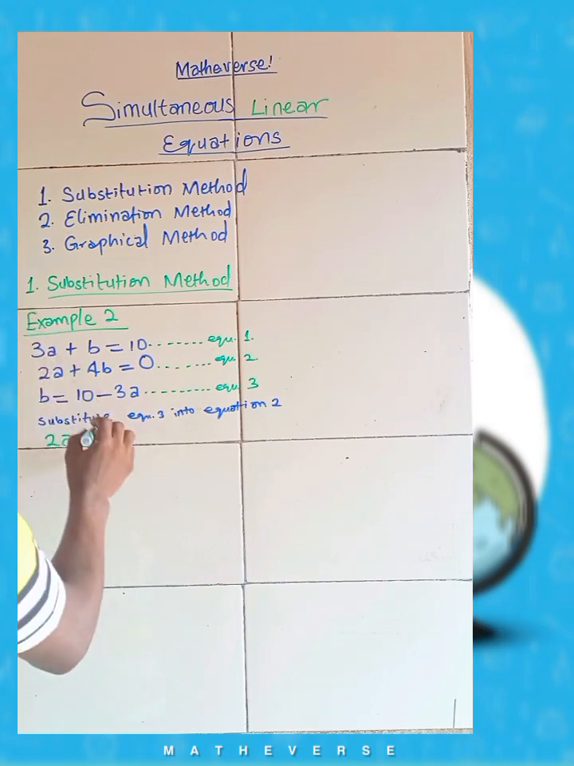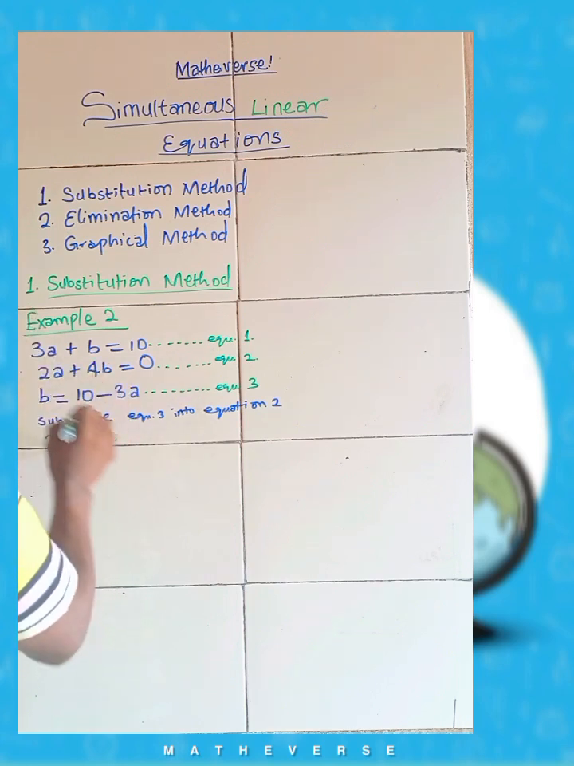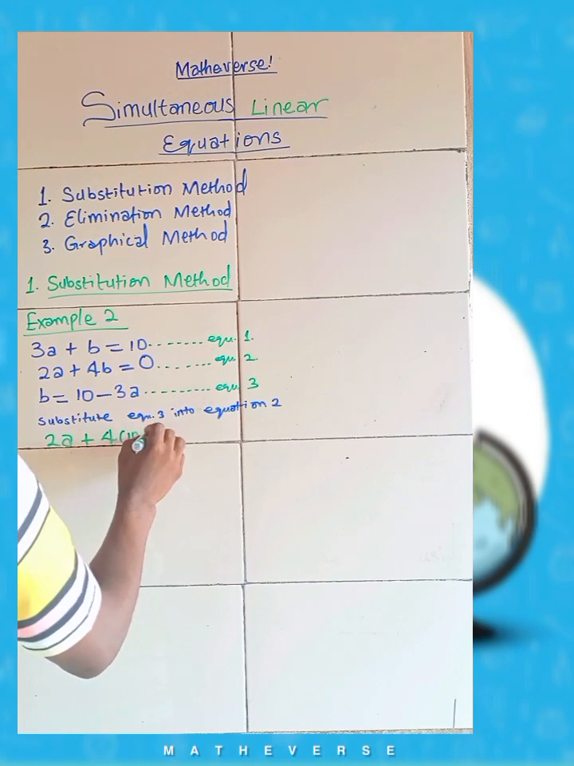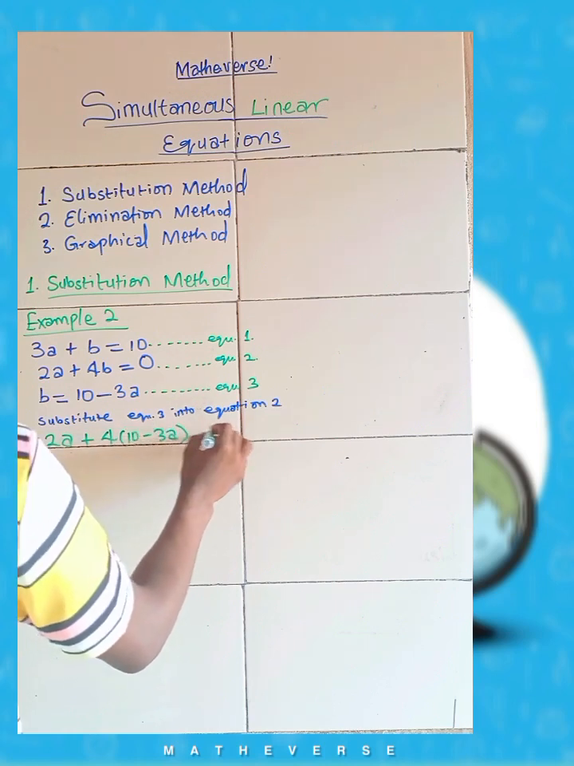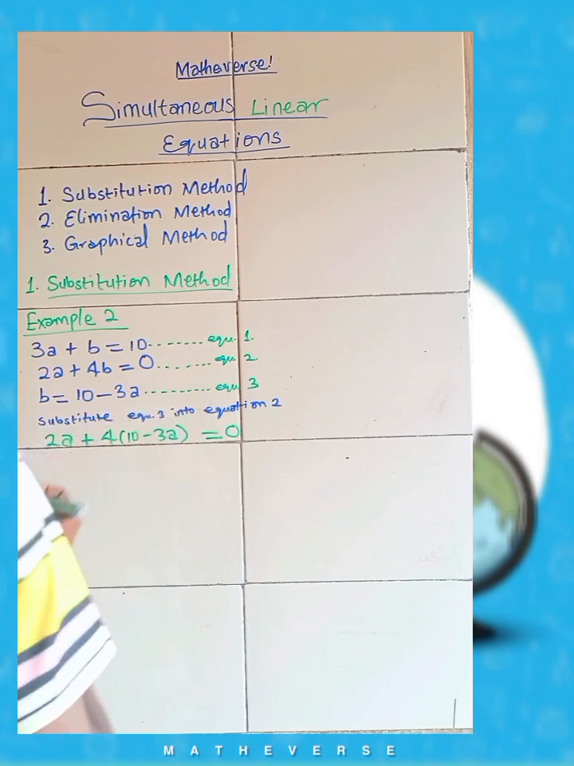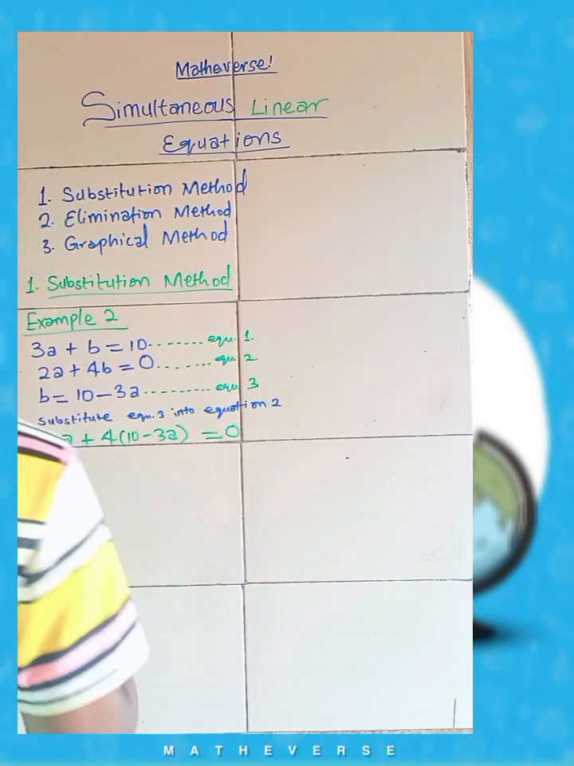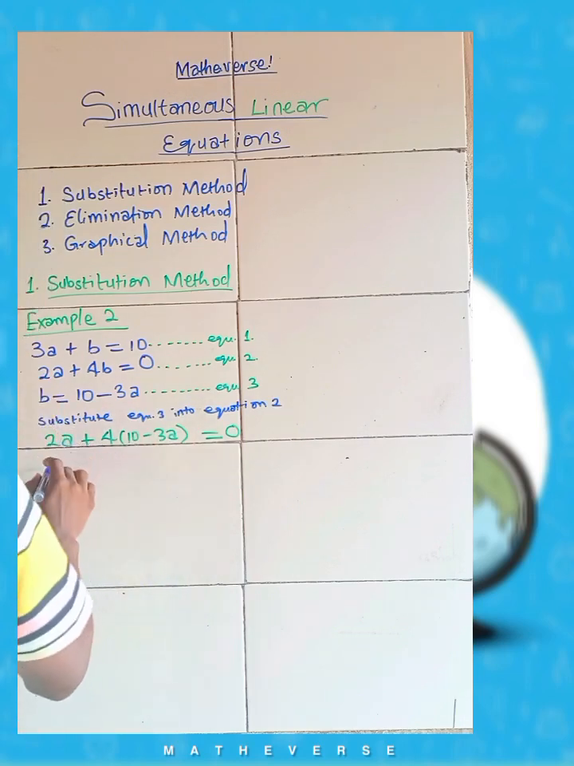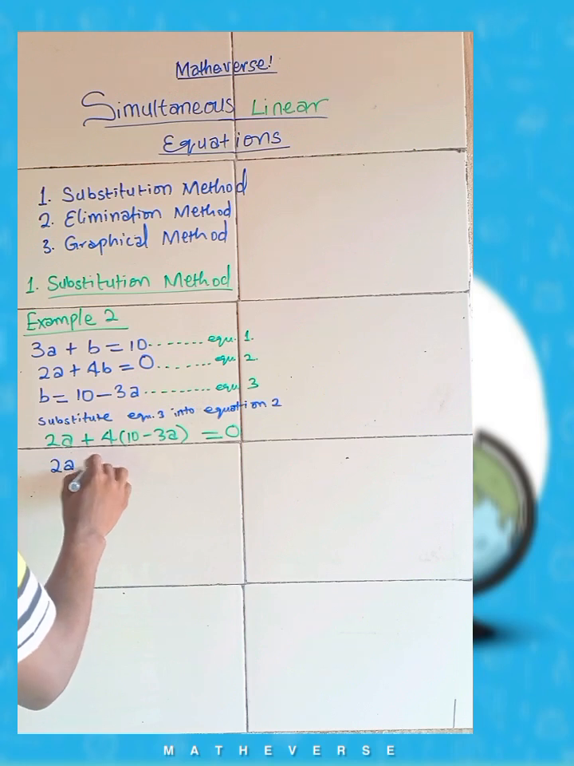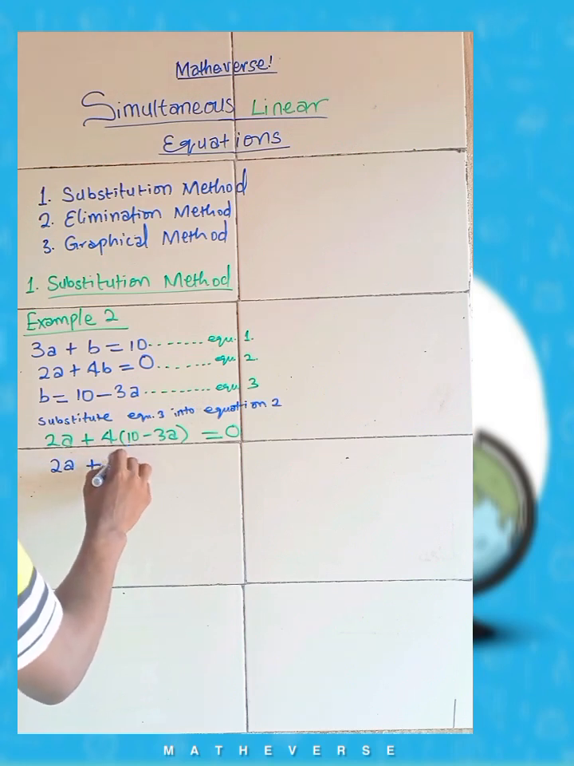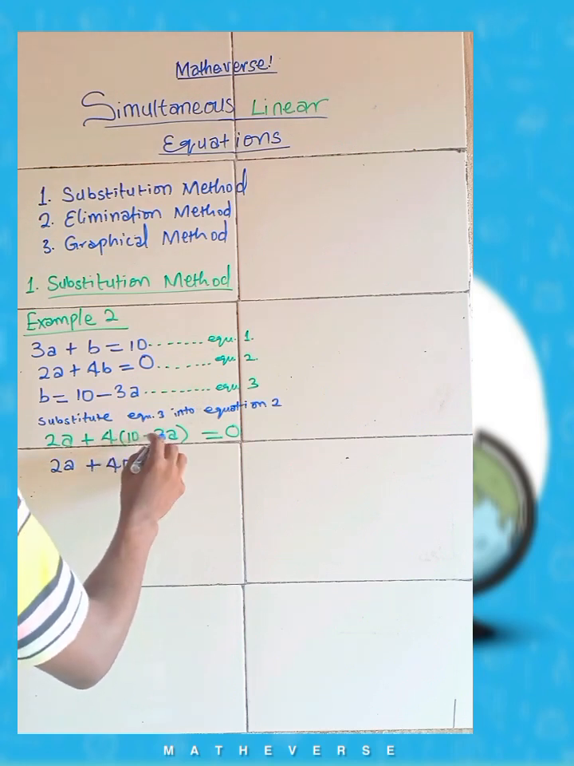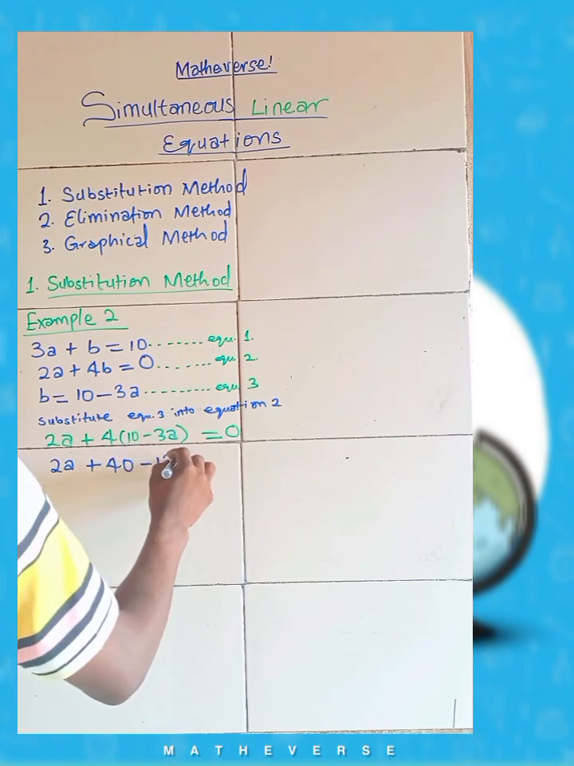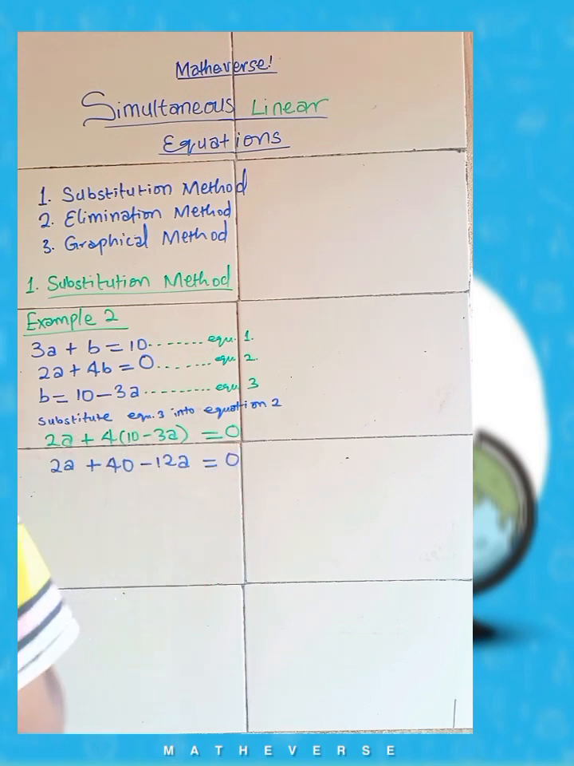We'll have 2a plus 4b, which will now be like this: 2a plus 4 bracket 10 minus 3a, close bracket, equal to what? 0. Did you see it? All right, good job. Now watch. 2a is here. We already have 2a plus 4 times 10, 40. 4 times minus 3a, minus 12a, equals 0.